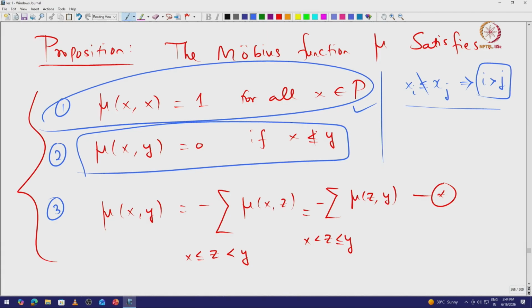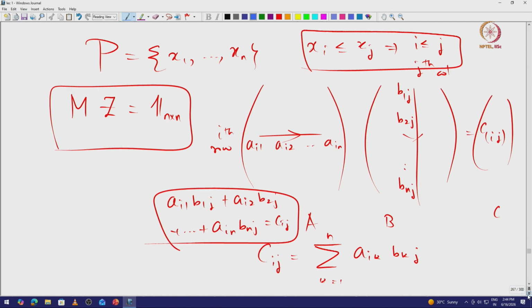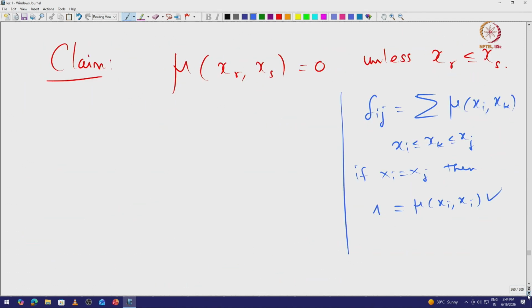So, this is verified. Now, the third equation again follows by taking x_i to be x and x_j to be y. Then this equation tells us that if x is not equal to y, the left hand side is 0 and the right hand side becomes the summation of mu of x comma z, where z runs over the interval between x and y. Now this can be rewritten as follows.